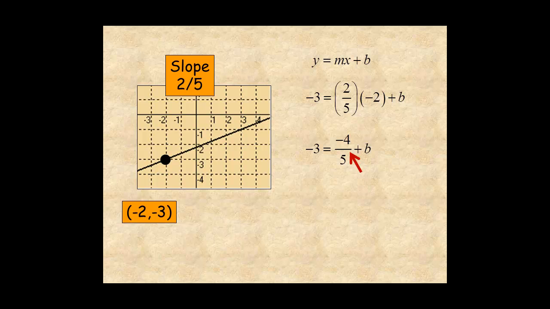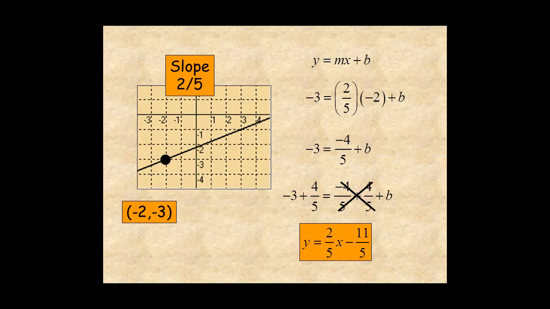Add 4/5 to both sides, and you have b equals -3 plus 4/5, which is -15/5 plus 4/5, which is -11/5. Since b, the y-intercept, is -11/5, the equation of the line is y equals 2/5 x minus 11/5.